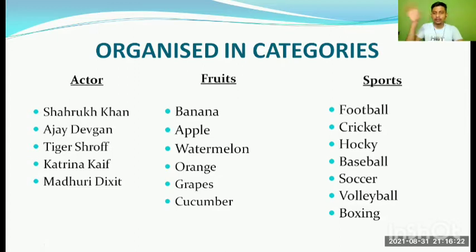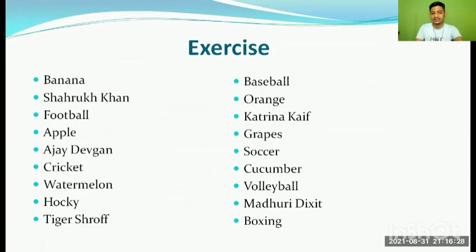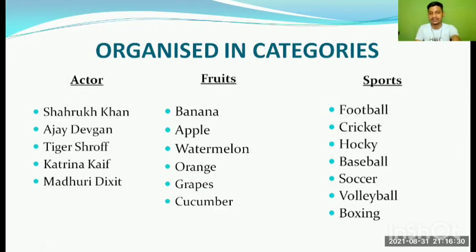Now, if I give you these random names in these three categories, are you able to remember more or less? Let me know. If you are able to remember more, type M. If you think less, type L. Let me know in chat. M or L? Will you remember more or less if I give you the names in categories? More, more, more. Yes, that's true. Very true.